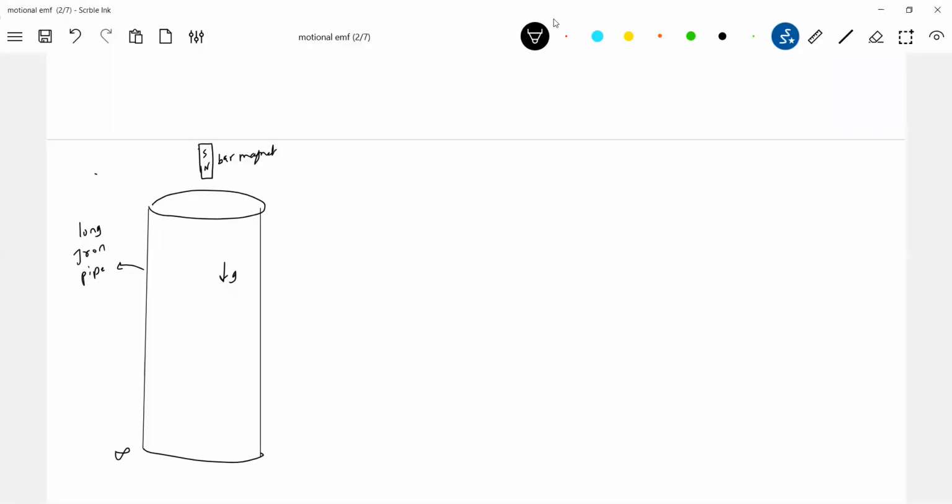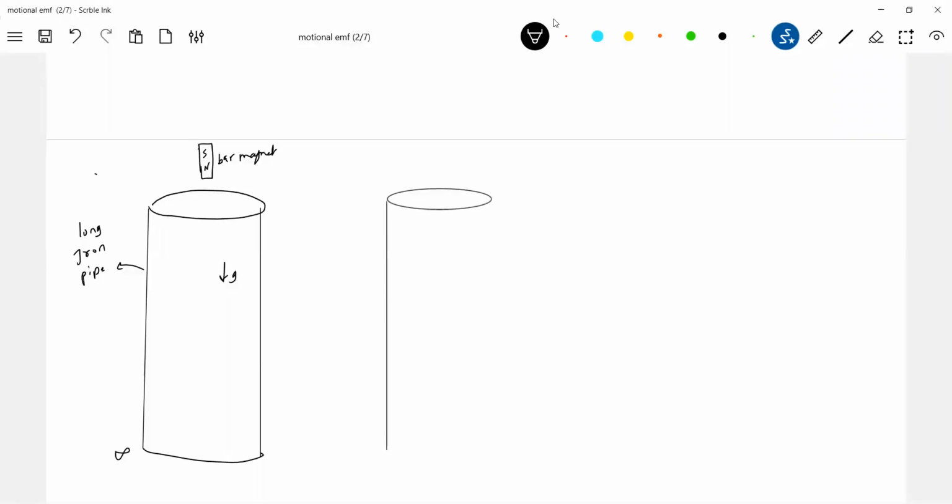As it falls down, it will encounter rings, no? The same earlier idea you have to apply. It will encounter rings. There will be rings above the bar magnet, and rings below the bar magnet. What condition they will put on the bar magnet, that we have to see.